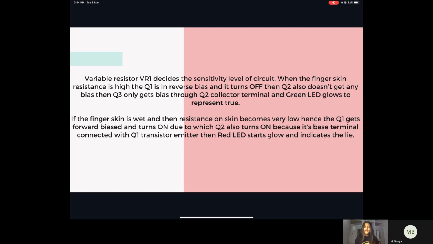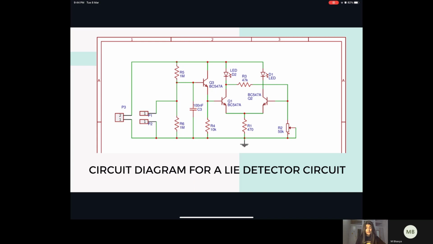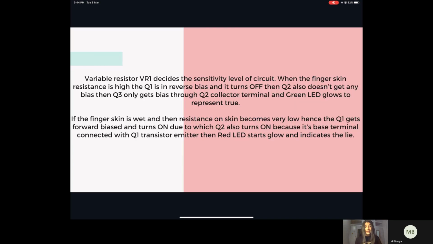Secondly, if the finger skin is moist or wet, then the resistance of the skin becomes very low. Hence, Q1 becomes forward biased and turns on, along with which Q2 also turns on because of the connection they have as shown in the circuit, and because the base terminal is connected with the Q1 transistor emitter, the red LED starts to glow, which indicates that this is a lie.